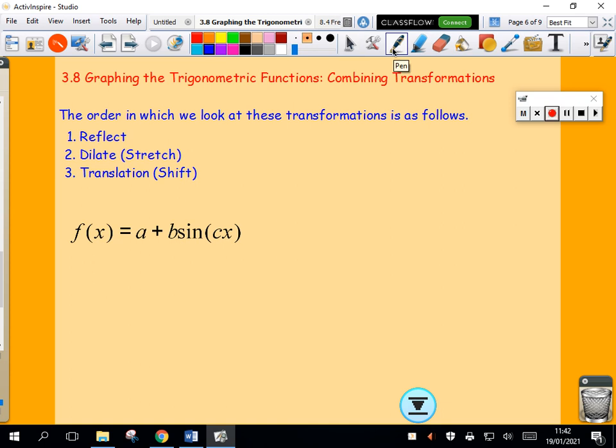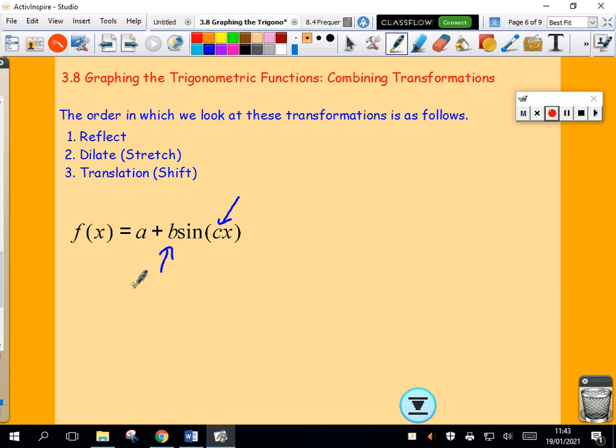So the rule is this: if B is negative, we get some kind of reflection. If C is negative, we get some kind of reflection. So the coefficients here, B the coefficient of the sine function, C the coefficient of the argument, lead to reflections and dilations. The thing that's been added here, A, this constant added on, that's leading to a translation. So B and C lead to reflections and dilations.